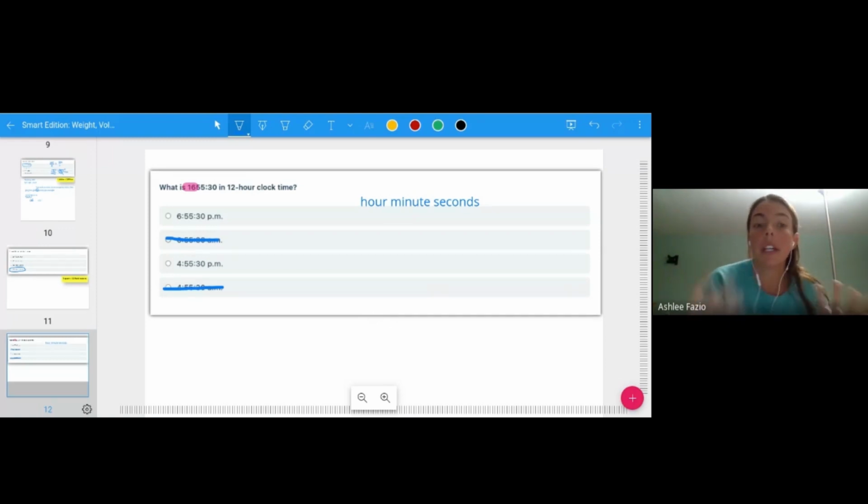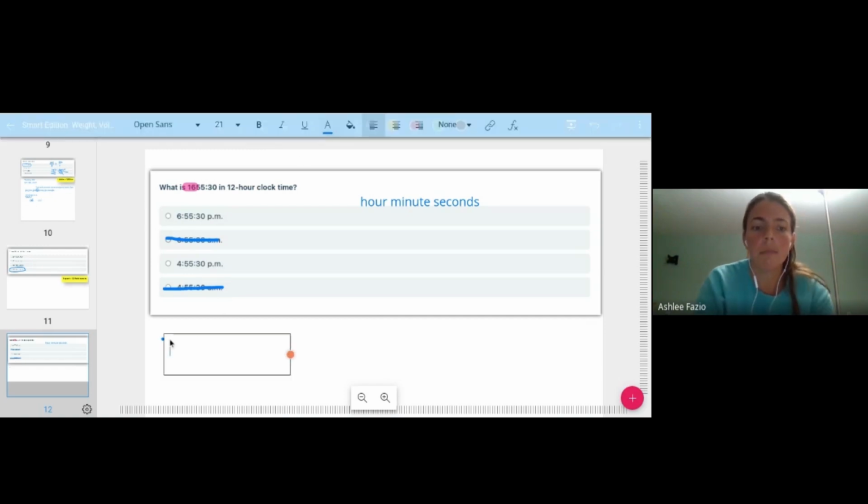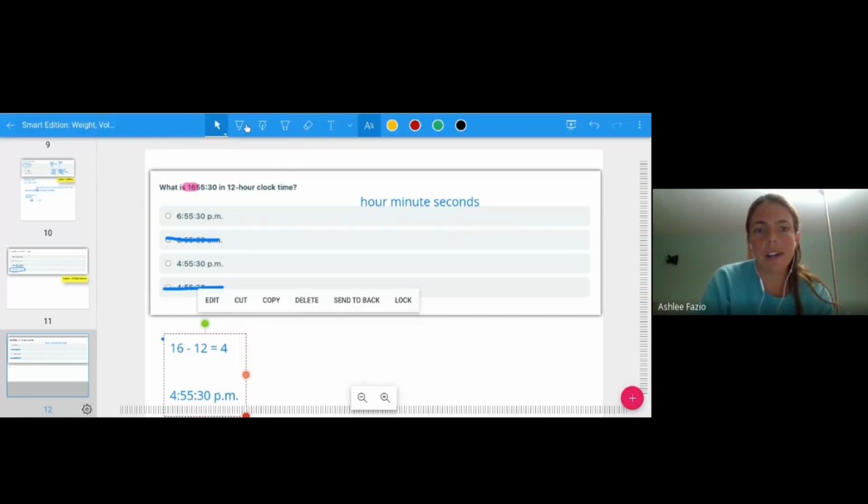And then the way to do this is basically you just do the 16 minus the 12, because since it's afternoon, we're going to get rid of those first 12 hours and we get 4. So I know that this is going to have to be 4, and then the minutes stay the same. Okay, and then my seconds stay the same. So 4, 55, 30, and again, we knew this was more than 12, so this had to be PM. So this is in the afternoon. So that would be our solution.